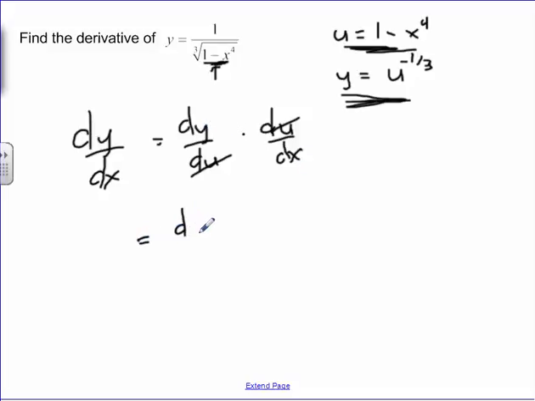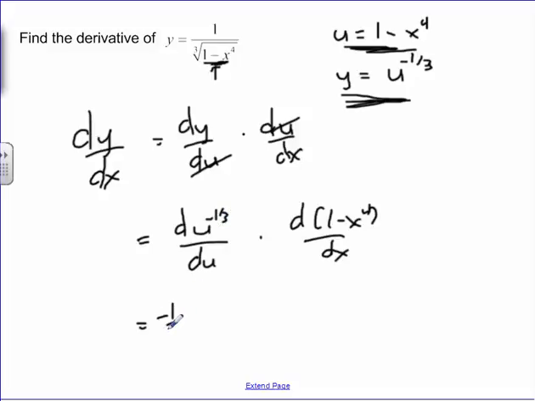So we need the derivative of u to the minus 1/3 with respect to u, and then we need the derivative of 1 minus x to the 4 with respect to x. Good news for both: the variable which we want to work with is the one we are deriving with respect to. That's not always the case. It won't be in our next lesson on implicit differentiation, but it is right now. So, okay, let's derive this one here.